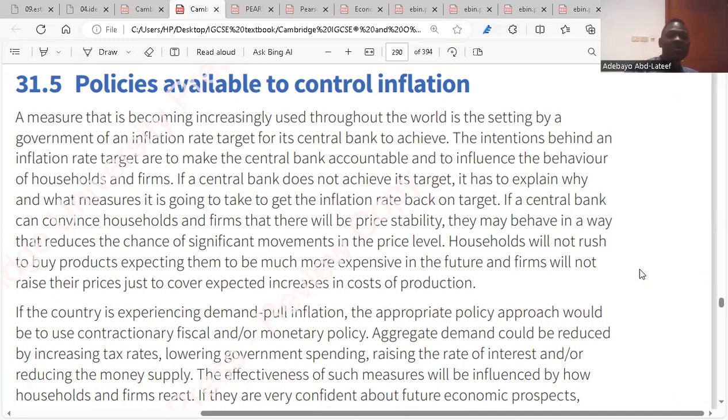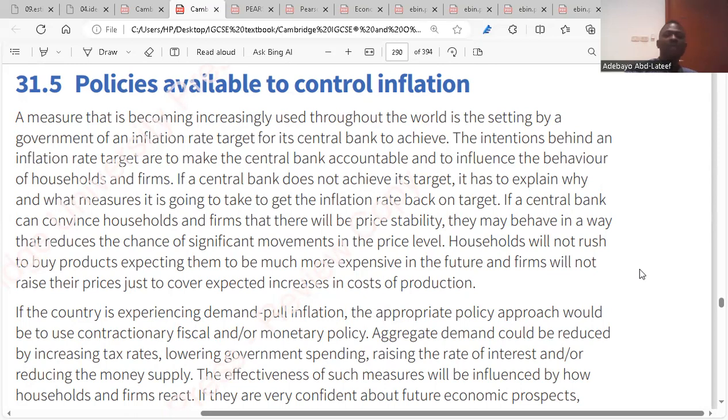If a central bank can convince households and firms that there will be price stability, they may behave in a way that reduces the chance of significant movements in the price level. Households will not rush to buy products, expecting them to be much more expensive in the future, and firms will not raise their prices just to cover expected increases in cost of production. So it is for government and central bank to be able to come up with policies or to be able to convince households and firms that in the future prices will not rise or cost of production will not rise.